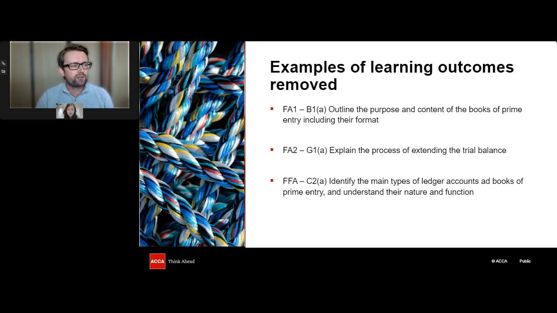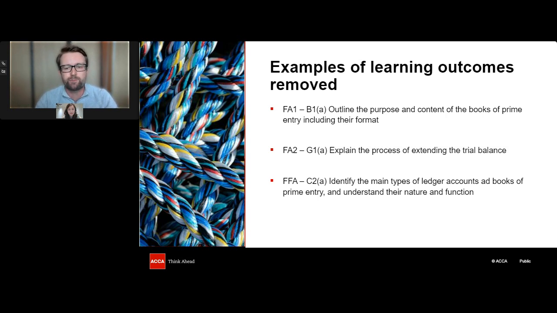So I thought I'd just run through a few examples of learning outcomes which are being removed from the syllabus. So here's a few examples that you can see on the screen now. So you can see that we're removing anything which references books of prime entry and extending the trial balance. But again, to emphasize, it doesn't mean that we aren't testing the underlying issues which those learning outcomes relate to, but rather it's the focus of them.